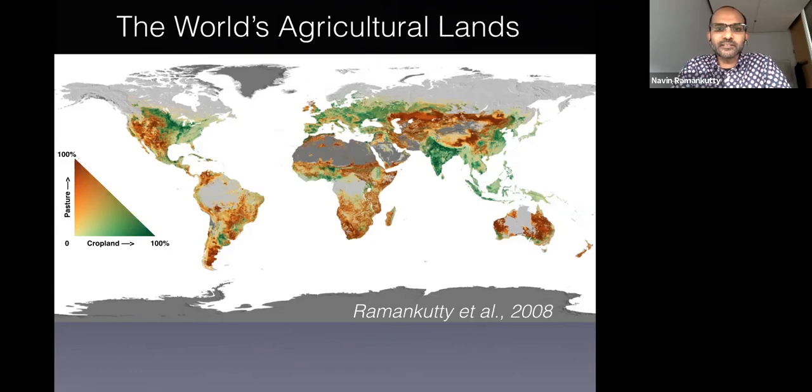So the greenish colors that you see there are the world's croplands, places we grow things like wheat and rice and soybeans and so on. And the kind of reddish brownish areas are the places where we graze animals. Together, nearly a third of our world's landscapes are today used for agriculture by just one species for growing the food that we eat. 1/3 of our world's land.